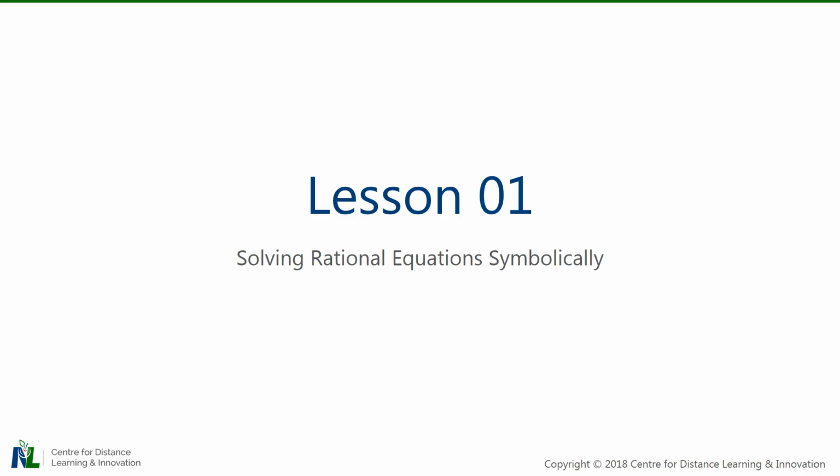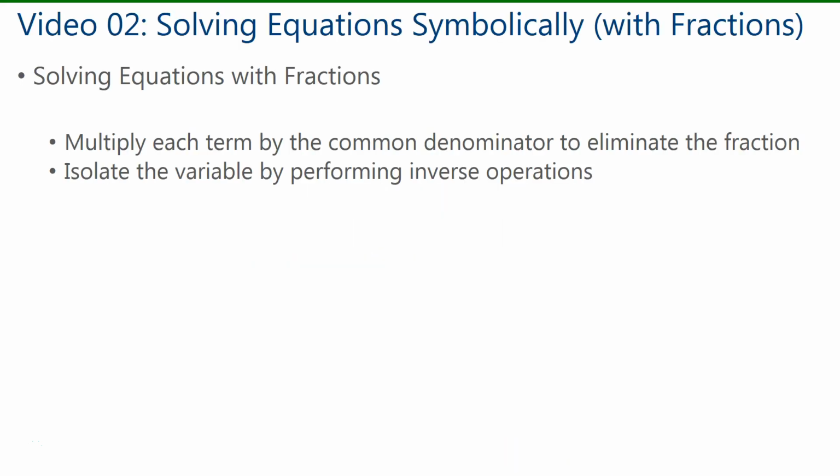Welcome back to Lesson 1 on solving rational equations symbolically. Here our rational equations are going to involve fractions. So when you're solving equations with fractions, we are going to multiply each term by the common denominator in order to eliminate the fraction. Then we'll isolate the variable by performing inverse operations.